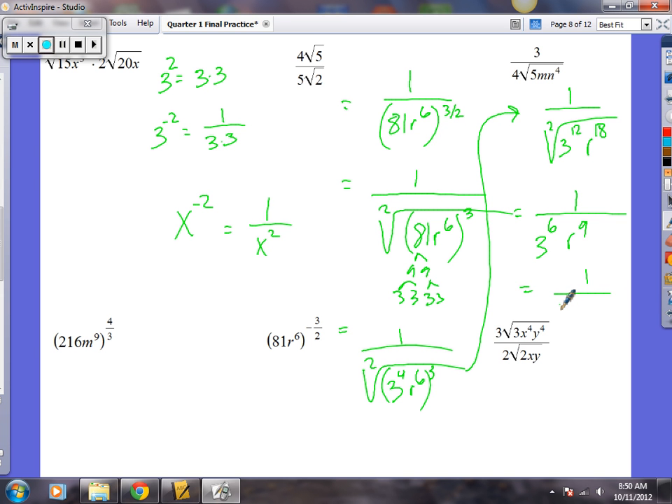So that's 729 r to the 9. Okay, I think that's good. Somewhere it feels like I made a mistake, but I think we're good. Pretty sure that's it. Okay, last one.